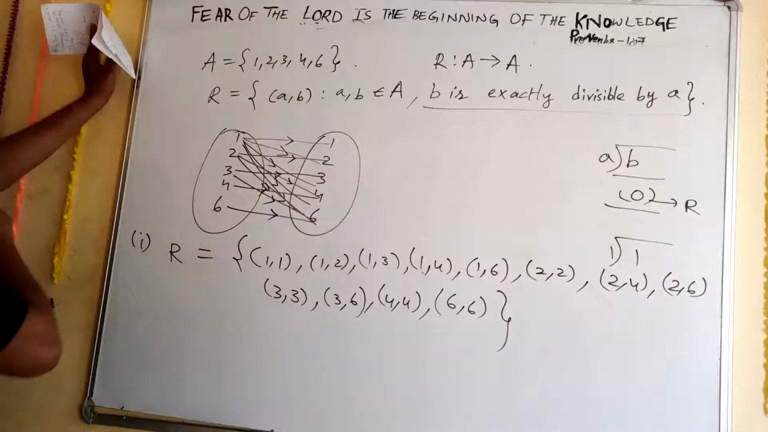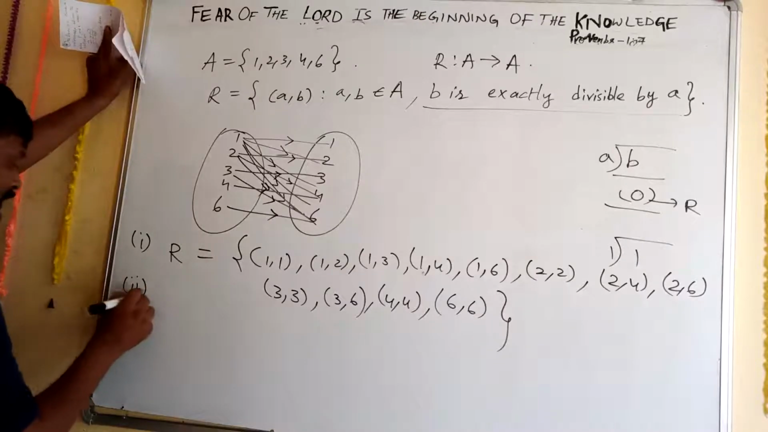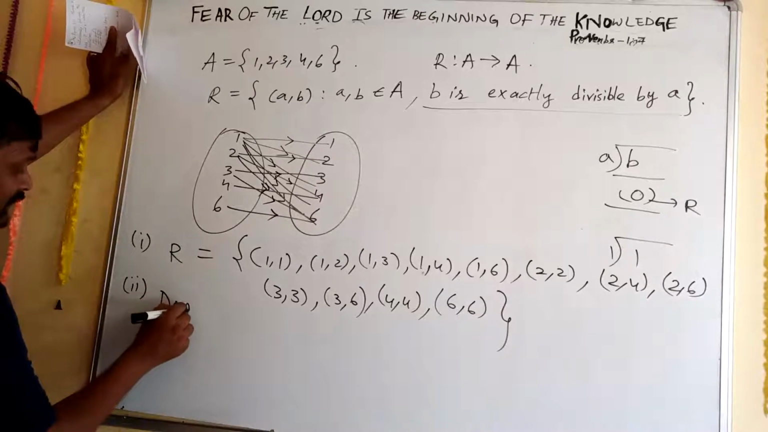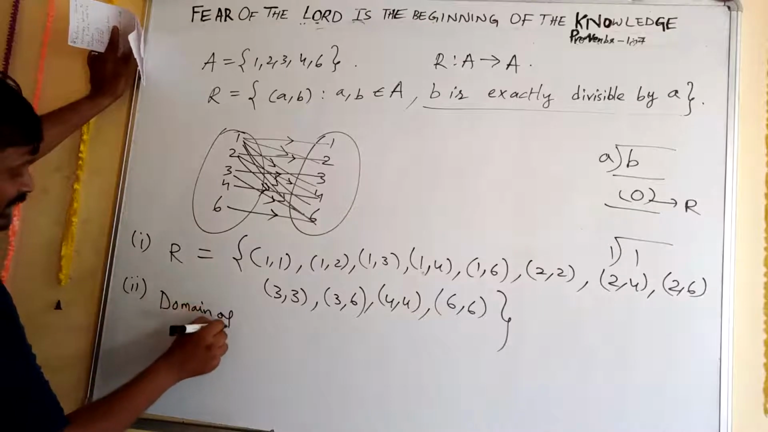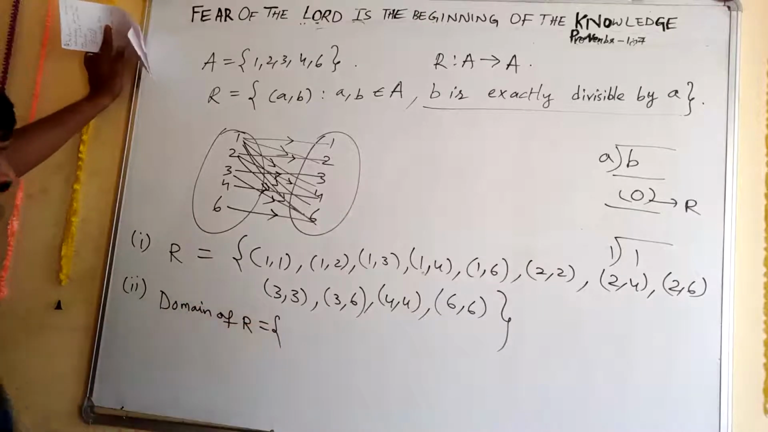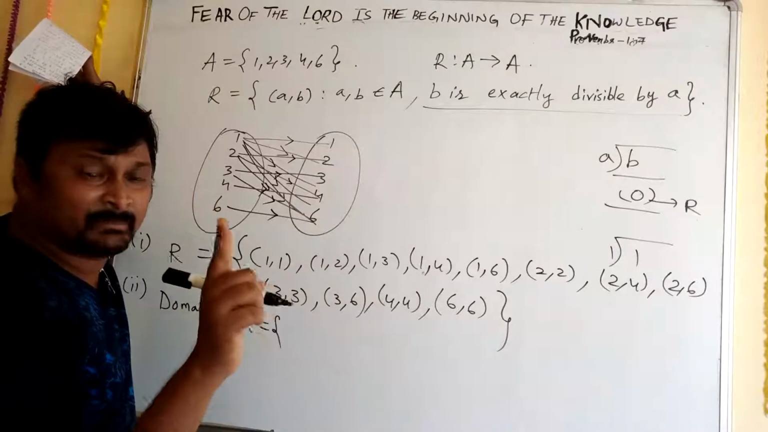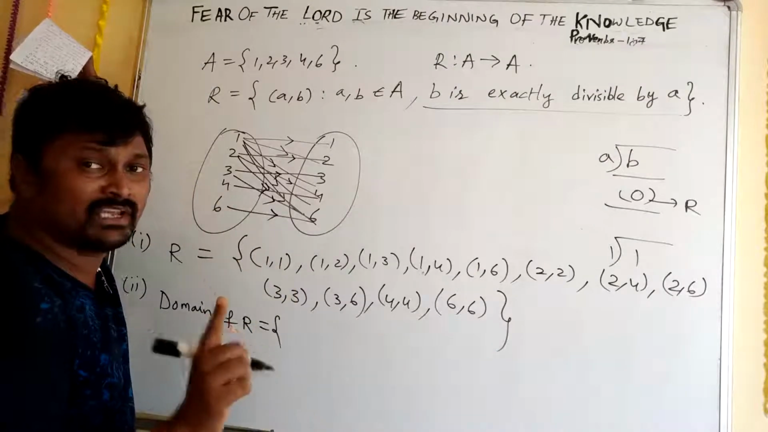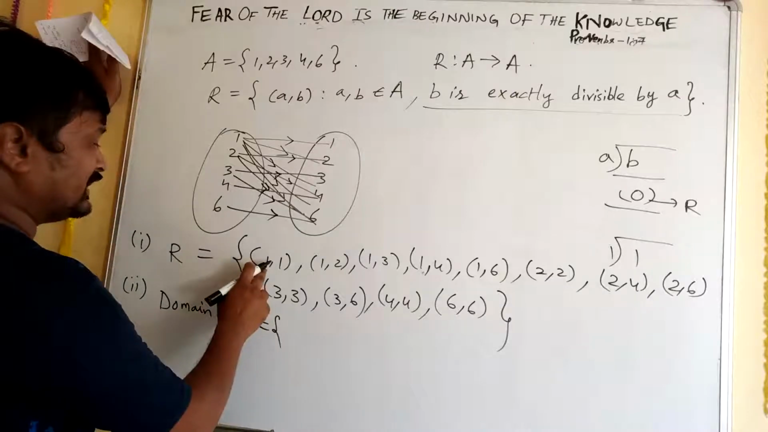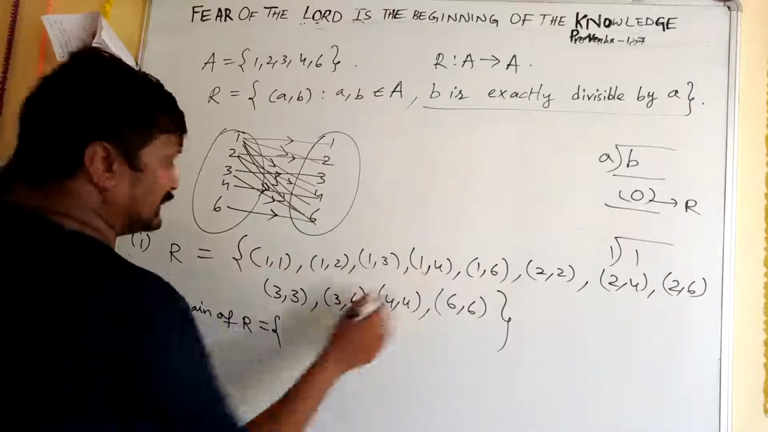First one done. And the second one: what is the domain of R? Here, repeated numbers we need to write only once. Repeated numbers we have to write only once. So now you can check here, 1 only.